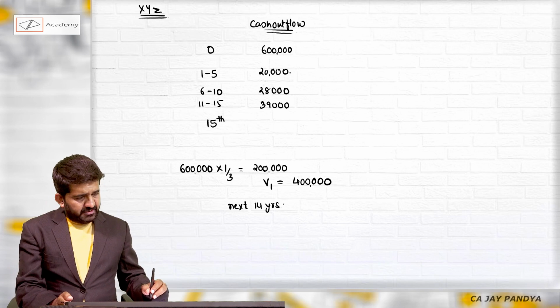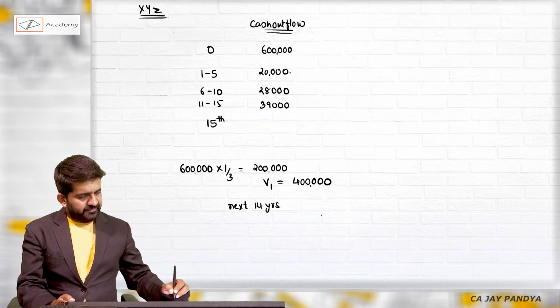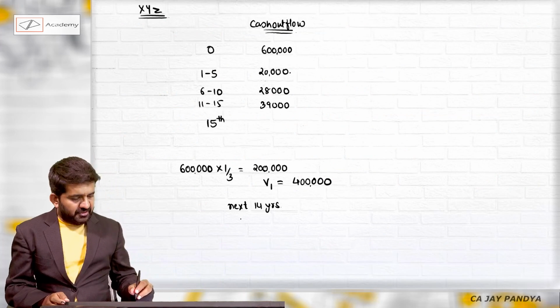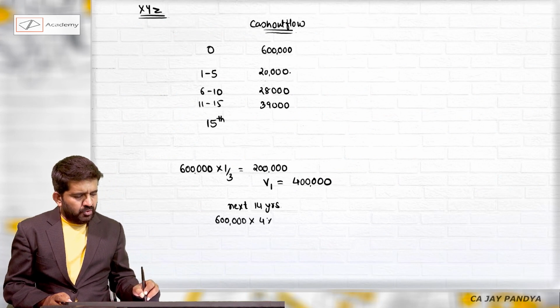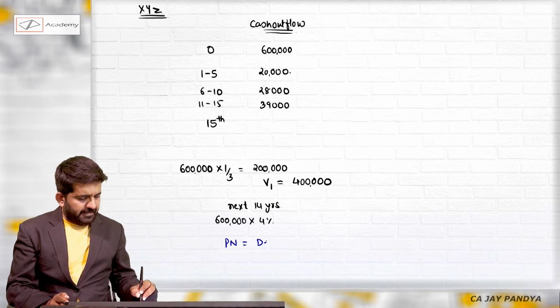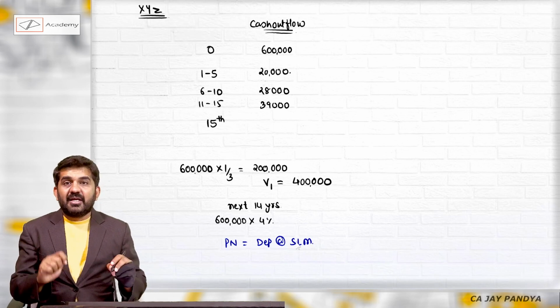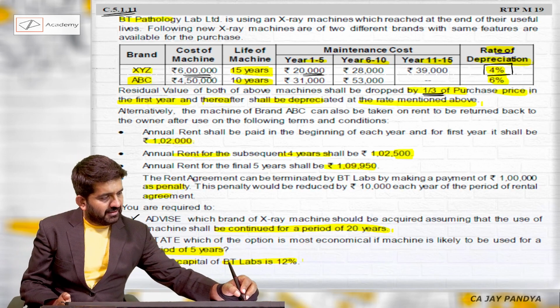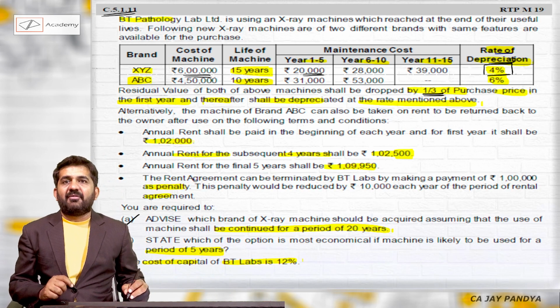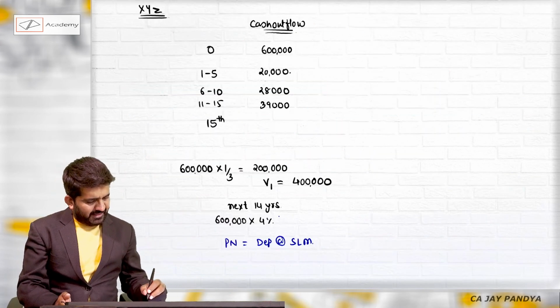Next 14 years, this will be depreciated at the rate of 4%. So 14 years of depreciation at the rate of 4%. What is 1 year depreciation? 6 lakhs into 4%. Please note, we have taken the assumption that depreciation is at the rate of SLM. It is not specified whether the rate of depreciation will be levied on WDV or on the cost price. We are assuming it is by SLM.